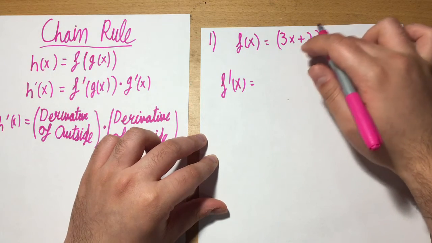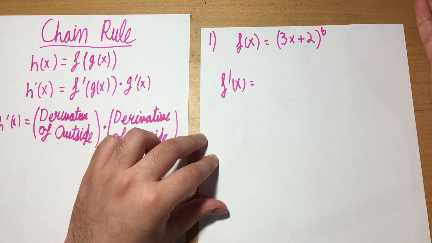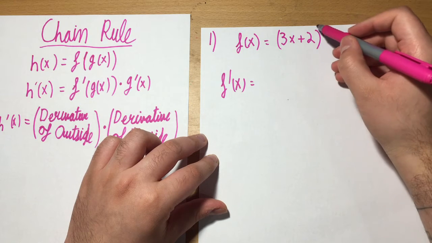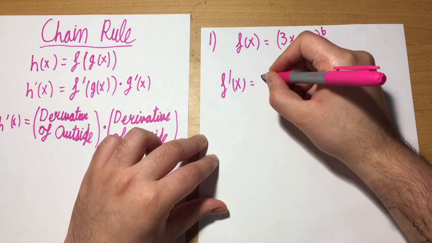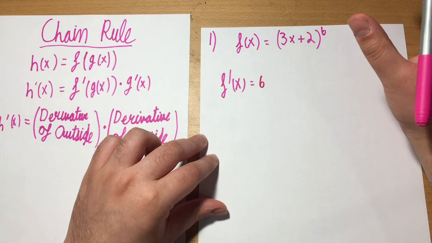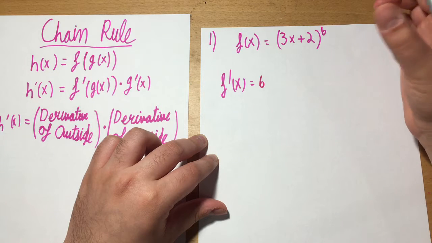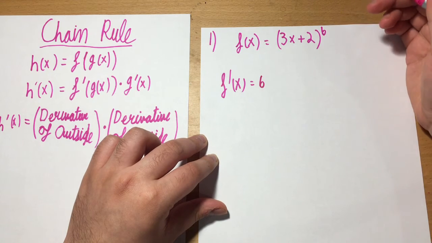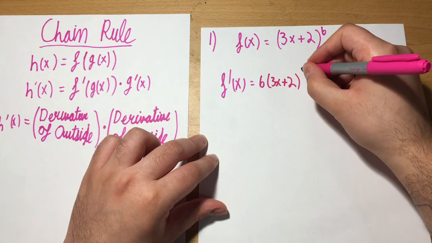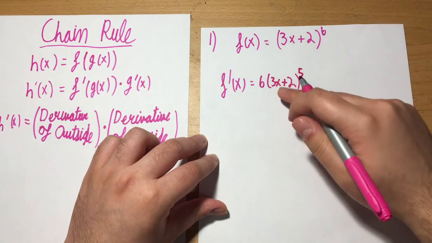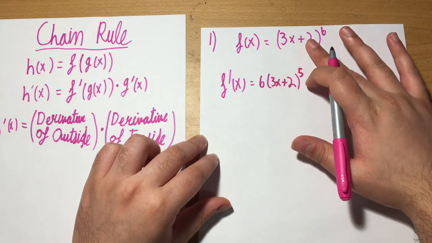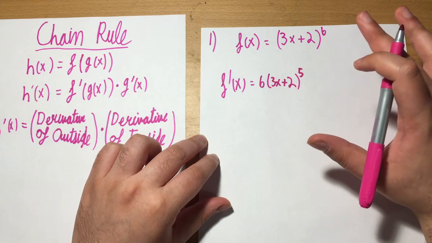And just note that the inner function is always something that's not just x, right? If it was just an x, you would know you could just use normal power rule with it. All right, so I would bring the 6 to the front. And my new exponent would just be the original exponent minus 1. Okay, so keep in mind, this stuff on the inside doesn't change. That remains the same, right? The inside stuff has to remain the same.